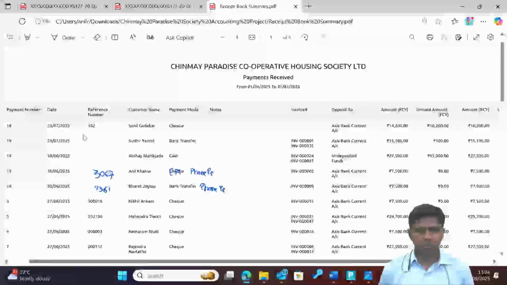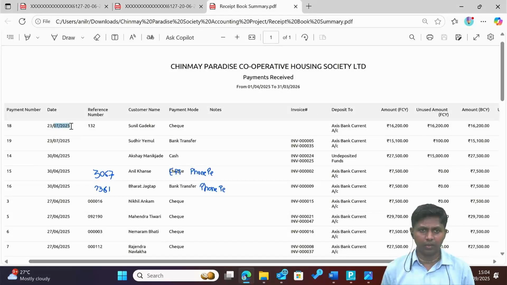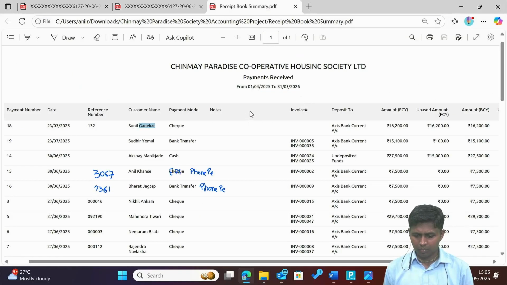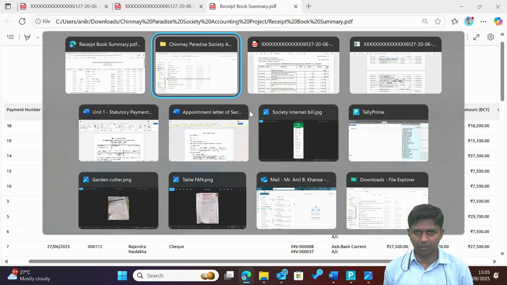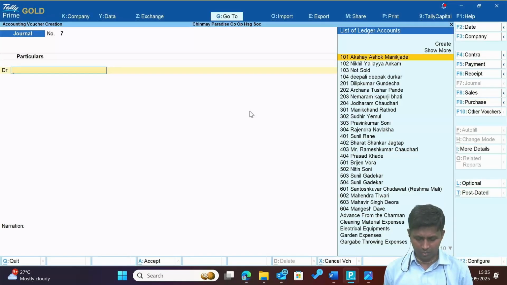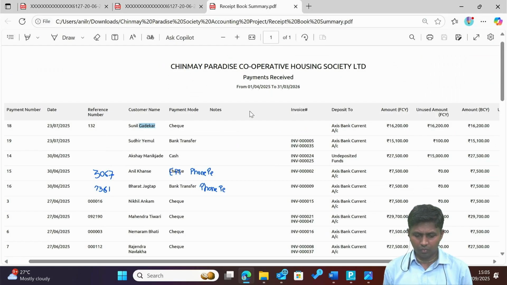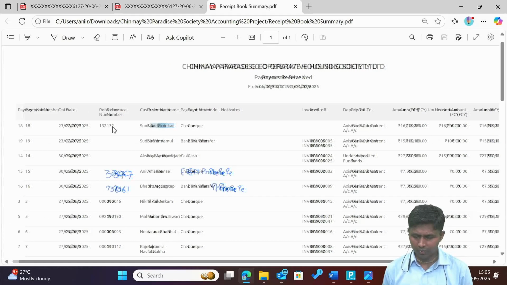Now, we have on 23rd July the flat owner who has given us the check. Now do one thing. 23rd July. First, check the flat owner account. We have Sunil Gadekar's account. Yes, Sunil. He's having two flats. We have got this against which flat?